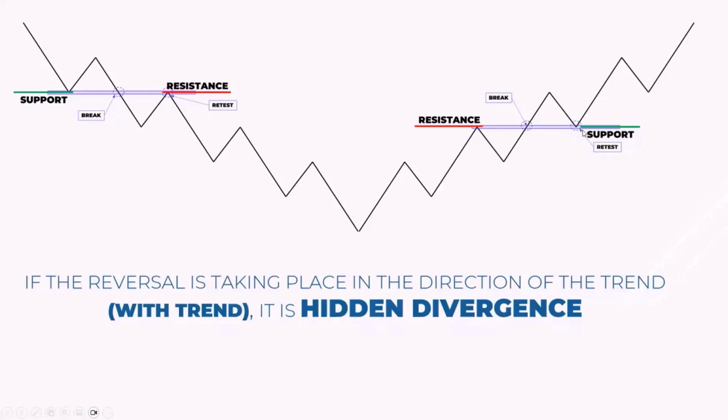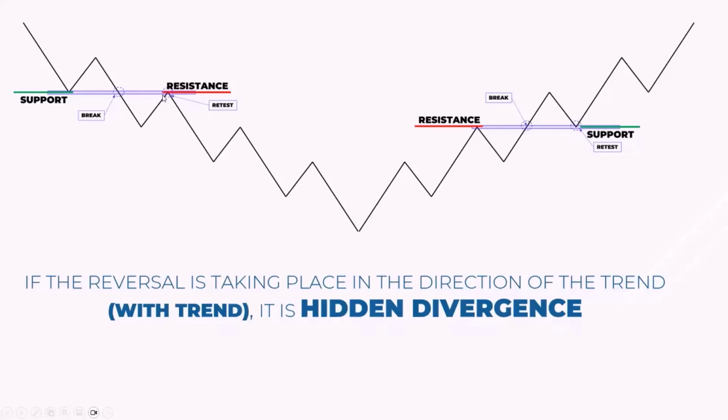So we call that hidden divergence. Hidden divergence represents trend continuation, that the trend will continue. Hidden divergence means that it's going to be a longer run, that the profit target will probably go to create a new high. All right.